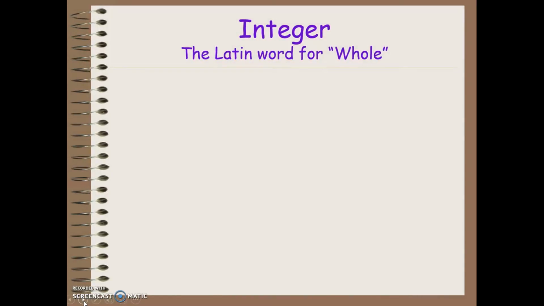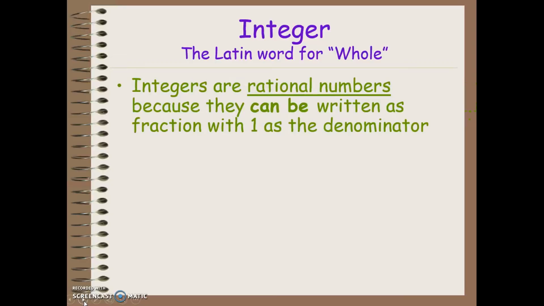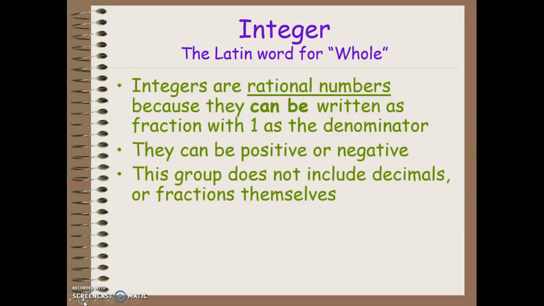Integer is the Latin word for whole. Integers are rational numbers because they can be written as a fraction with 1 as the denominator. They can be positive or negative. This group does not include decimals or fractions themselves.